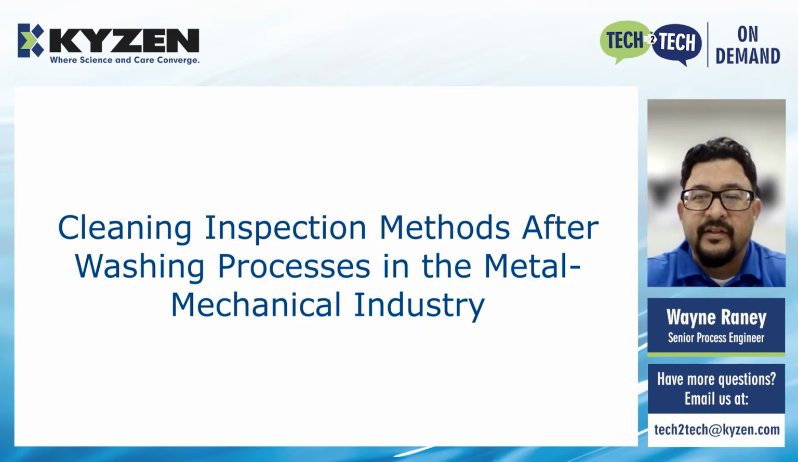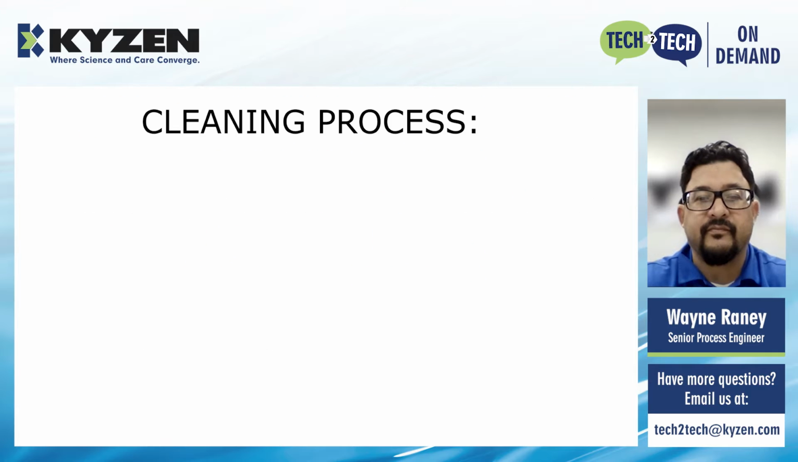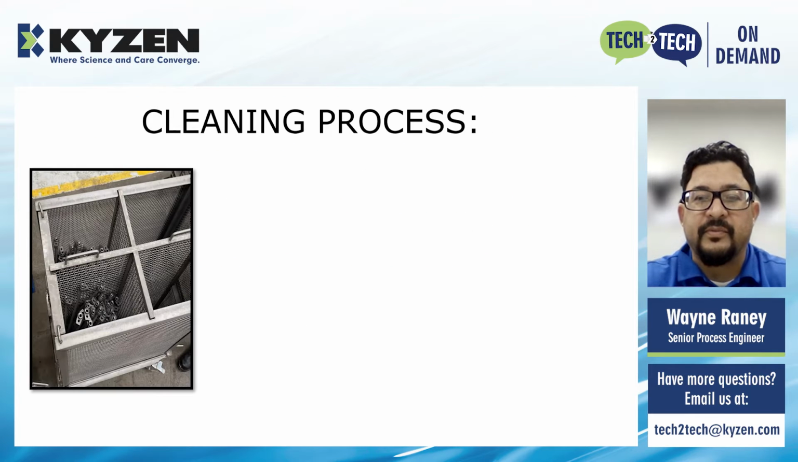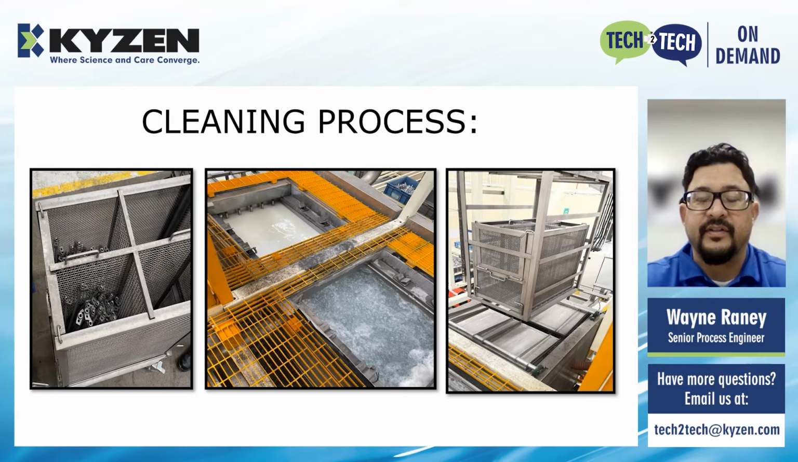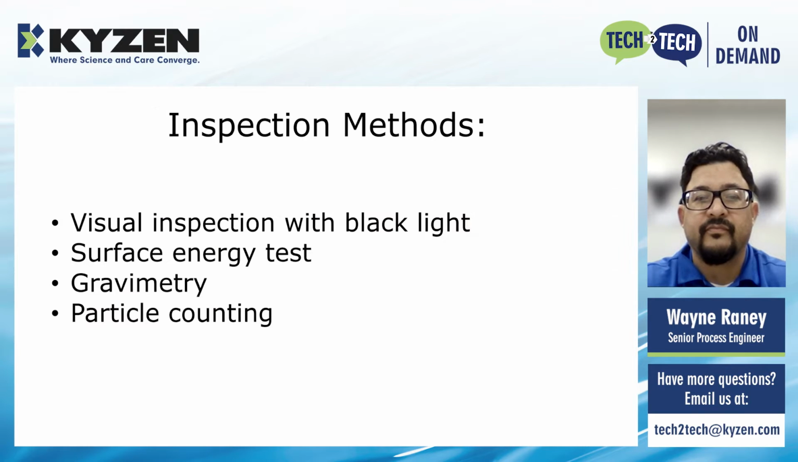Thank you, William. Today we'll be talking about cleaning inspection methods after the wash process. For this session, we'll be talking about the metal finishing industry. So here's a typical process of loading parts in the basket, washing, rinsing, and then it's followed by a dry step. The four most commonly used methods in the industry are black light, surface energy, gravimetric measurement, and particle counting.